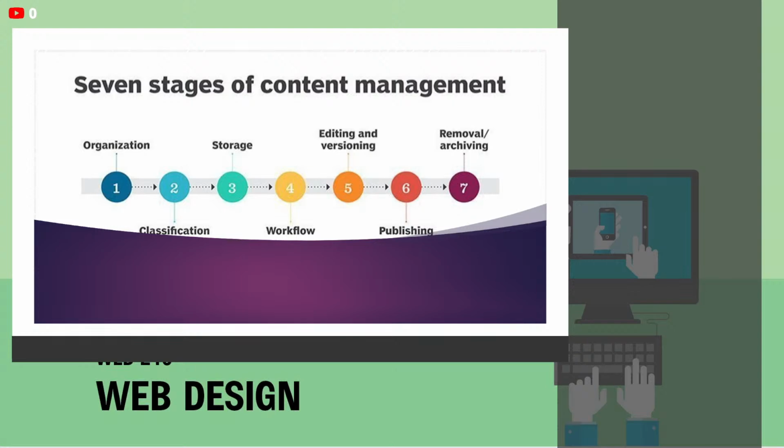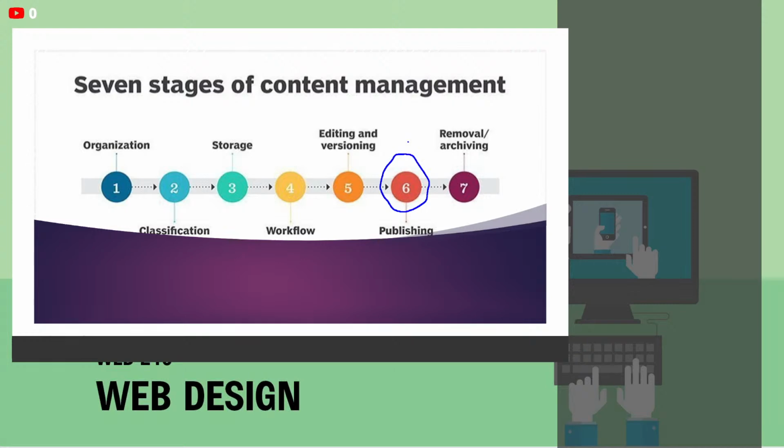Organization, classification, storage, workflow, editing and versioning, publishing, and removal and archival. And this is the order in which we try to think about content management, or the order in which I try to think about content. And you can see where publication lies. Publication is way down here toward the end.